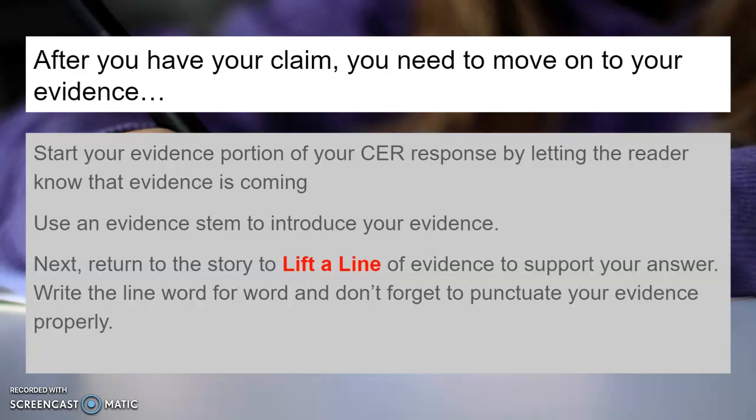Next, you're going to return to the story and you're going to lift a line. You're going to find one line of the text that supports whatever your claim is, or that proves whatever your claim is. And you're going to write it word for word. Don't forget to punctuate your evidence properly. If the words don't belong to you, please make sure they're in quotation marks. Please make sure there's a comma or the word "that" separating your evidence stem from your quotation.